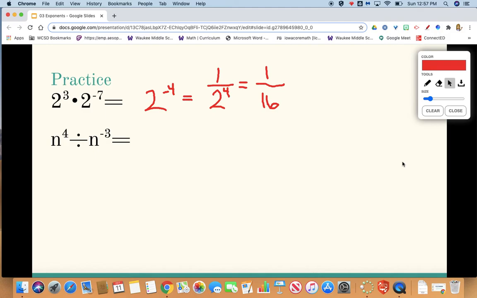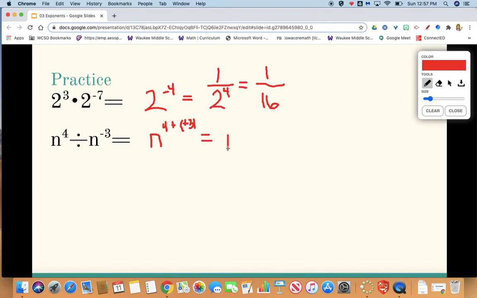Let's try another one. n to the 4th divided by n to the negative 3rd. What do we do with the exponents when we're dividing bases that are the same? We subtract them. Let me write this problem out since we're going to be dealing with some negatives here. So we have n to the 4th and we're going to subtract the negative 3rd. So subtract a negative 3. What happens when we subtract a negative? Well, we want to add the opposite. So it actually turns into 4 plus 3, which is 7.